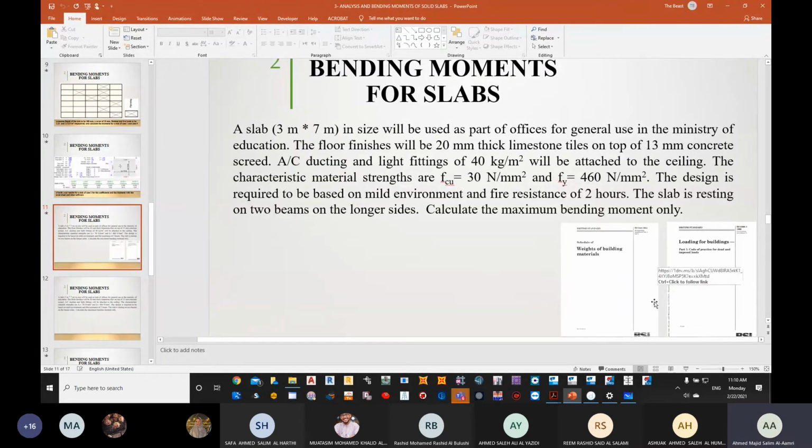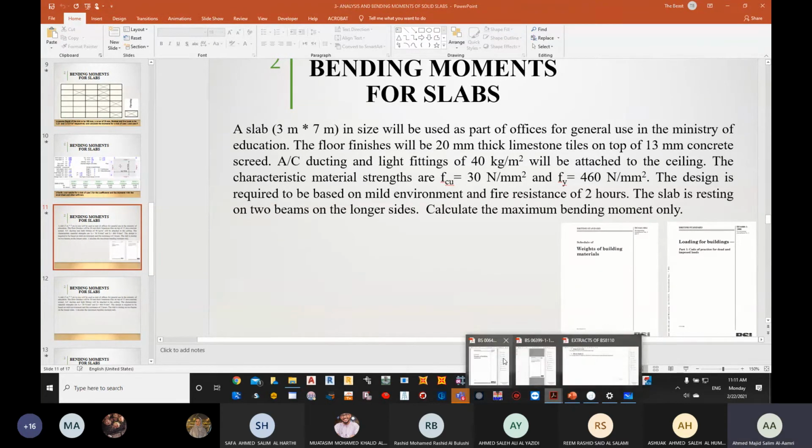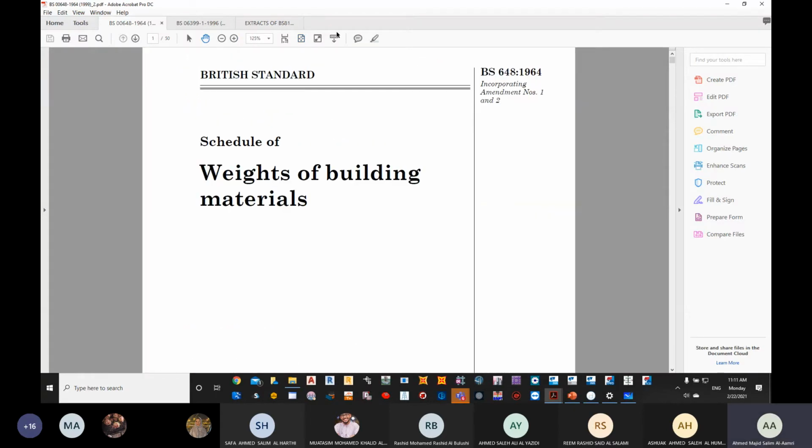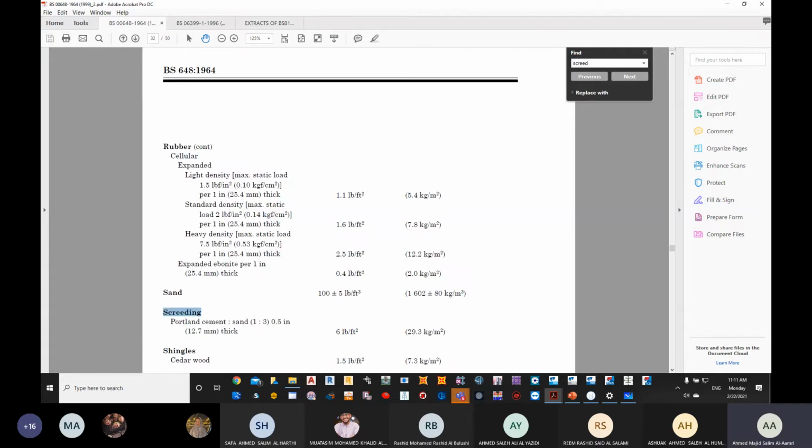I have already opened them. One is weight of building materials and the other one is the live load. They have already been uploaded to you. So this is the weight of building materials. We are going to search for screed. So you can see screeding, cement and sand, 1, 2, 3. And then it says for 12.7 mm thickness, you are having 29.3. Now our problem is 13 mm, not 12.7.